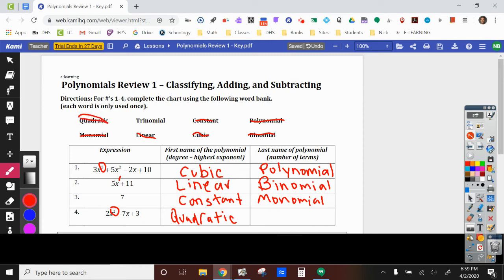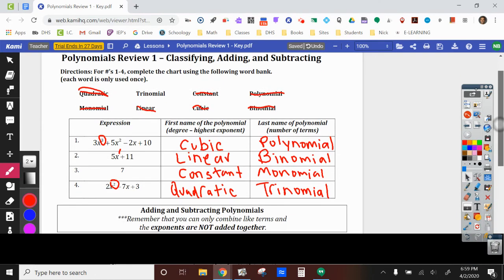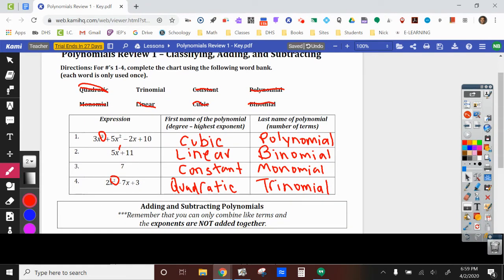All right, and that means that the name of my polynomial based on the number of terms is a trinomial, because there are 1, 2, 3 terms. All right, so now we're going to do some more practice with adding and subtracting polynomials.